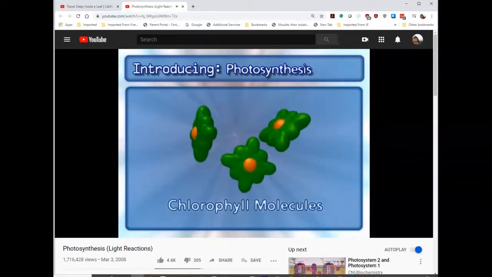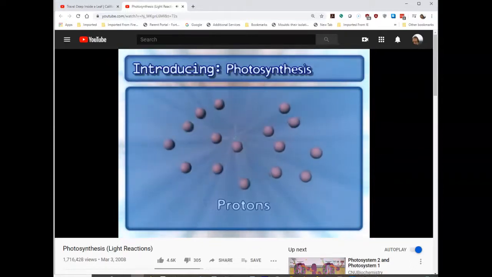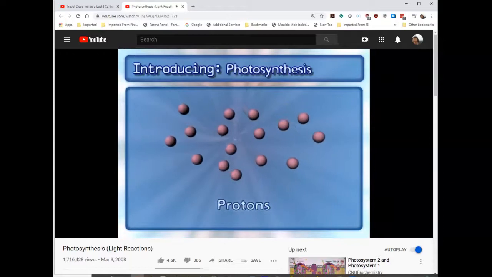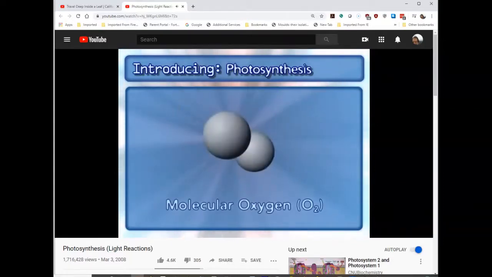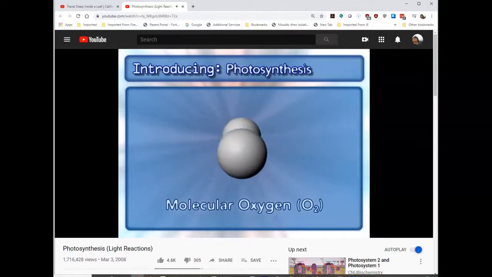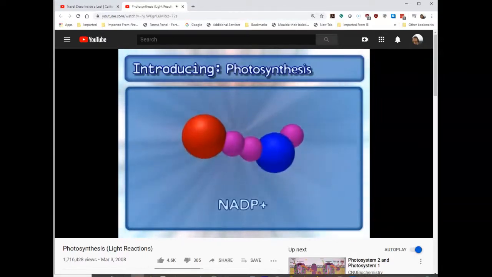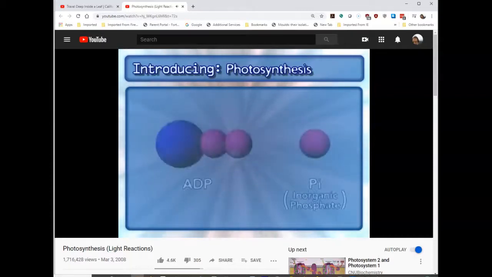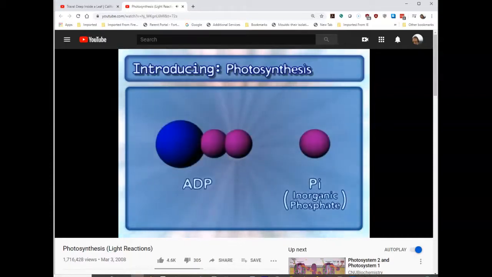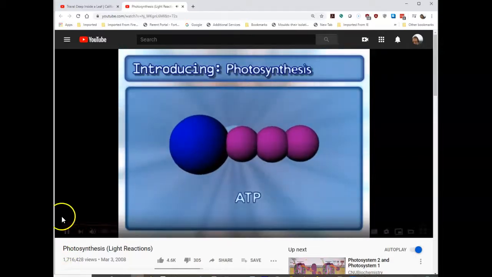chlorophyll molecules, protons, water, molecular oxygen, NADP, and the electrons to form NADPH, and ADP and Pi, which combine to form ATP.